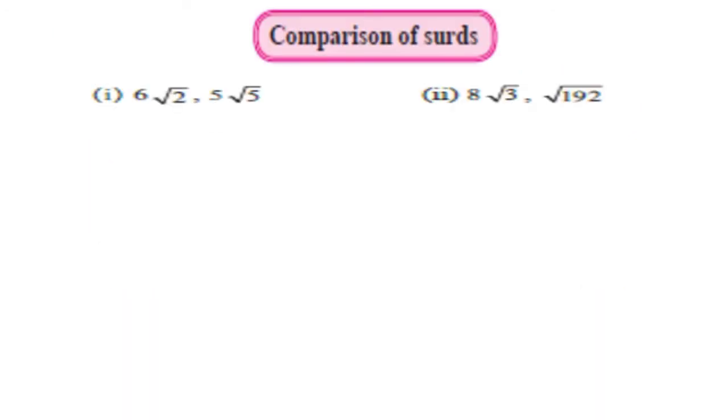Comparison of surds. Here two examples are given. First is 6 root 2 and 5 root 5.